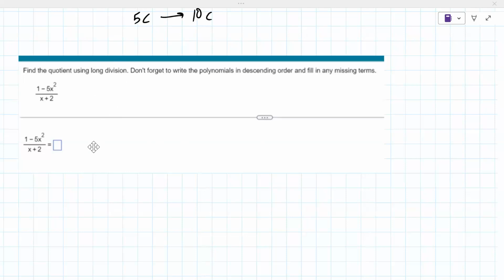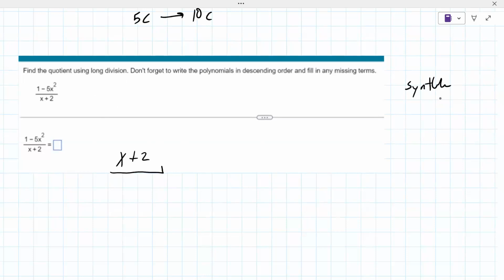I'm sorry, I was muted. This problem can be done using synthetic division. It's a computer, so it won't know, but I'm happy to do either. Do you want us to do long division or do you want us to do synthetic division? Can we do long division? Because I kind of forgot how to do that.